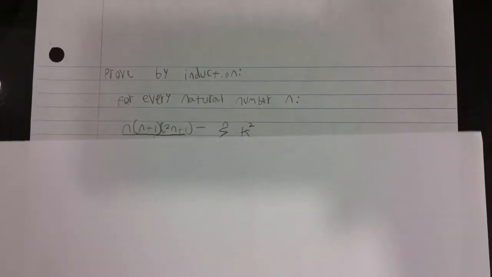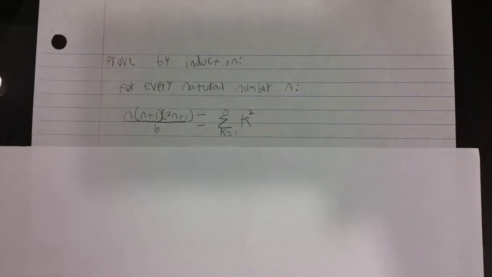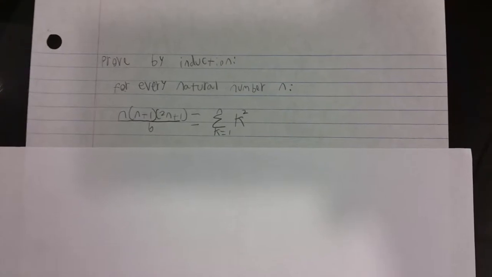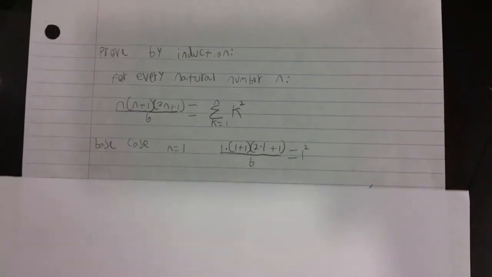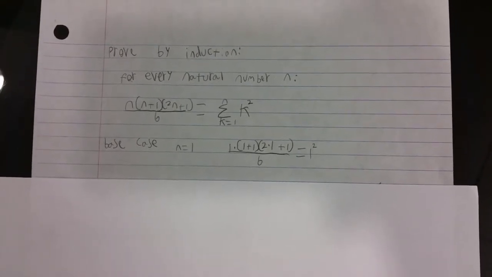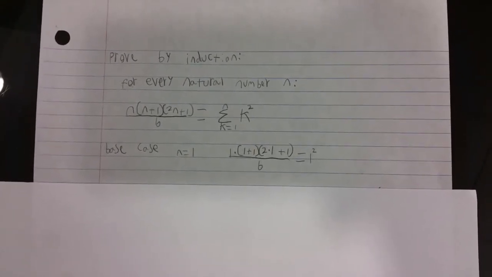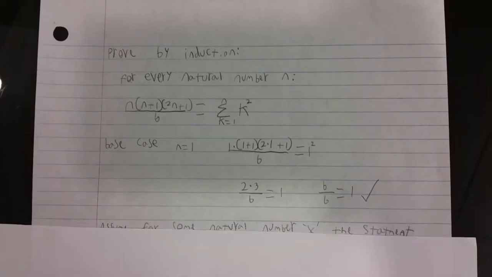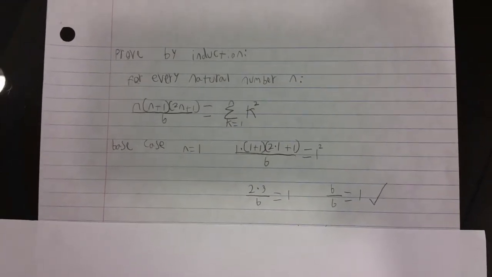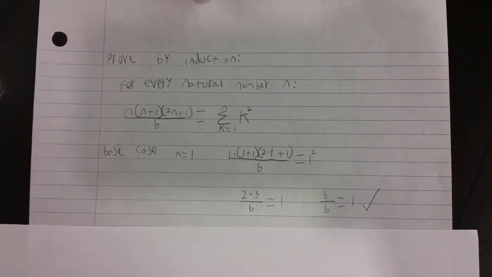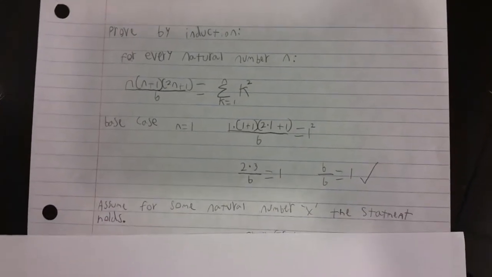Our next proof is proof by induction. We're going to prove that for every number n, n times n plus 1 times 2n plus 1 over 6 is equal to the summation from k equals 1 to n of k squared. Now we have to prove our base case, which is n equals 1. So 1 times 1 plus 1 times 2 times 1 plus 1 over 6 is equal to 1 squared, which is true because 6 over 6 is indeed equal to 1.